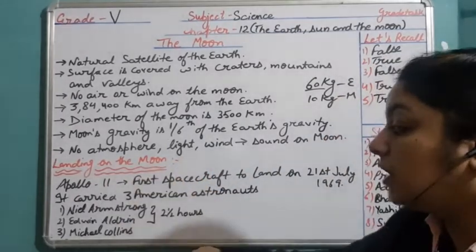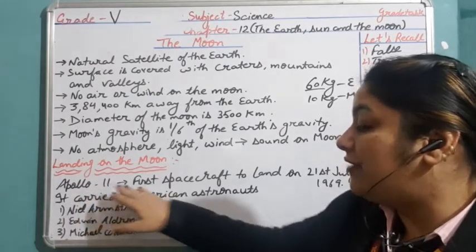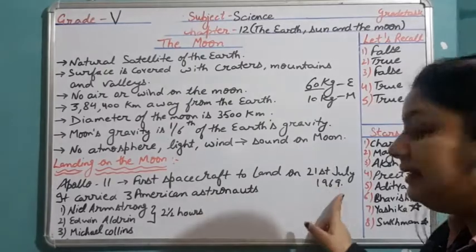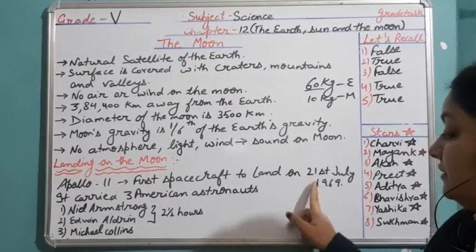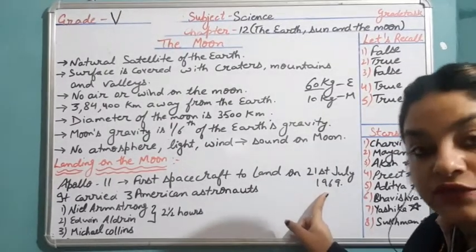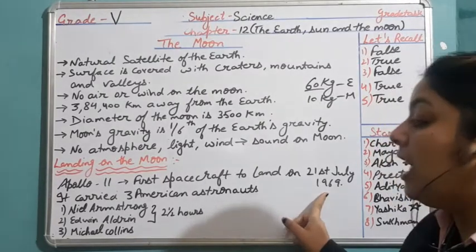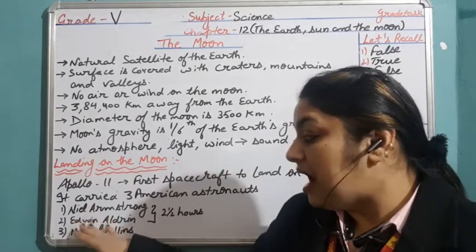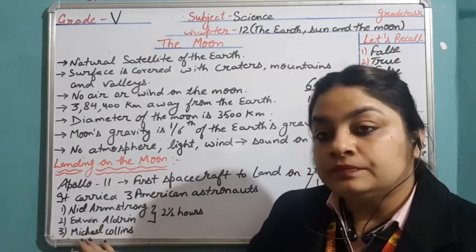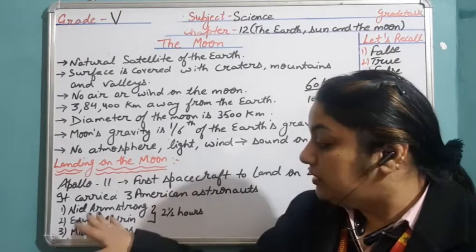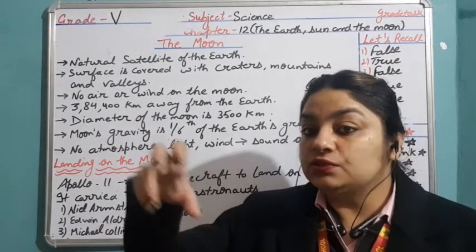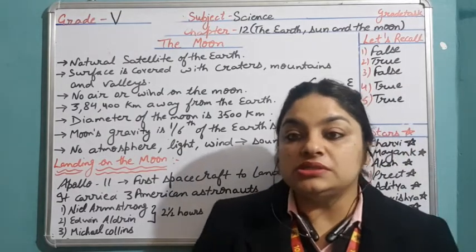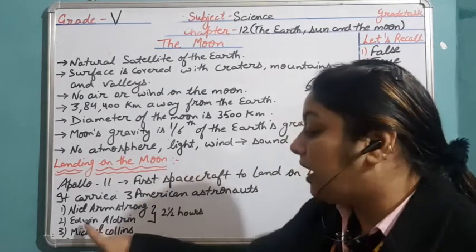Landing on the moon: first of all, Apollo 11 was the first spacecraft which landed on the moon. On 21st July 1969, it landed on the moon, and it carried 3 American astronauts. First was Neil Armstrong, second Edwin Aldrin, and Michael Collins. Neil Armstrong was the first person who stepped on the moon, followed by Edwin Aldrin.